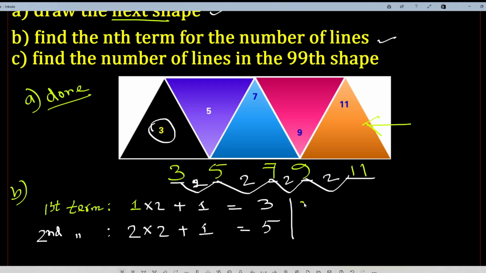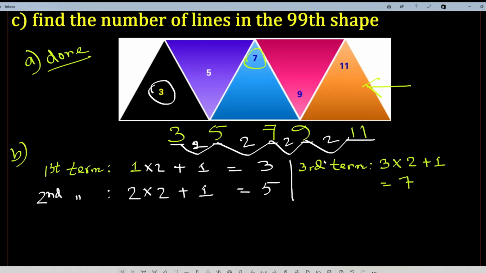Similarly, the third term means 3 times the difference 2, plus 1. What will come? 3 times 2 means 6, 6 plus 1 means 7. This is 7. So we can easily find the nth term.